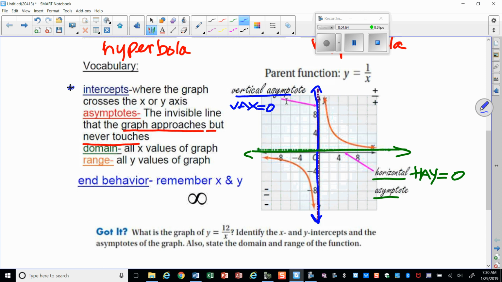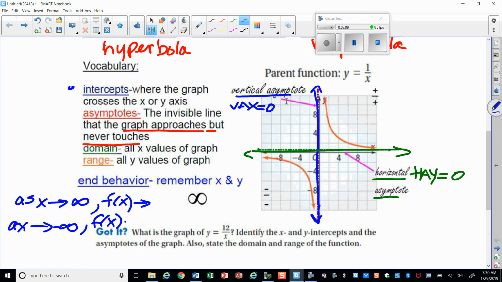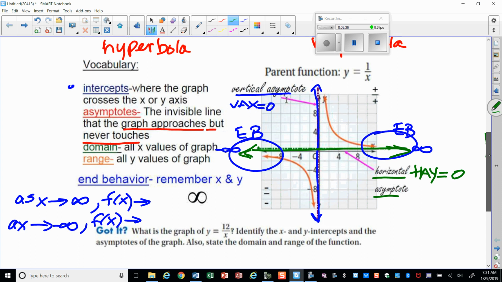And then when you're talking about end behavior, remember end behavior is as x approaches positive infinity, what is happening to the function, and as x is approaching negative infinity, what is happening to the function. All right. And notice right here is our end behavior. As we go to negative infinity and positive infinity for x, notice that's approaching the same number as our horizontal asymptote. Okay, very good.